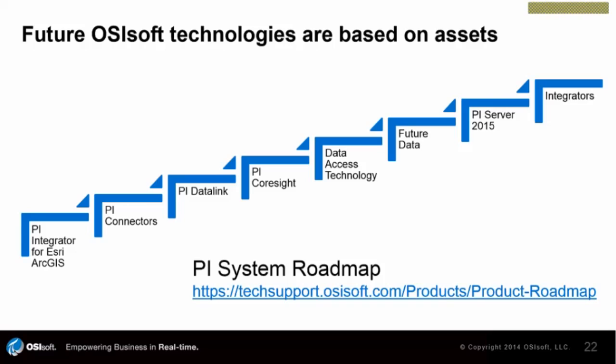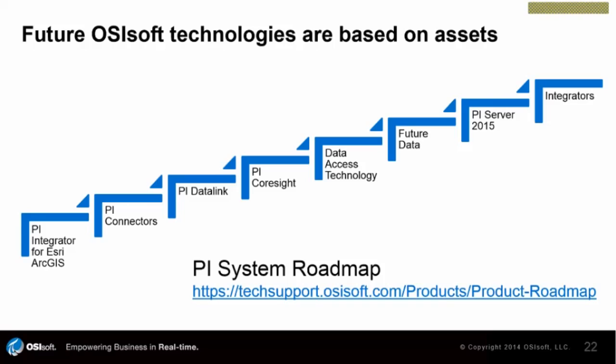Another example would be integrators. Integrators are ways for us to take data out of the PI Server and put that data into a foreign system. A good example would be the PI Integrator for Esri ArcGIS. Many of you may have Esri products at your plant. That's geolocation mapping software. And with the PI Integrator for Esri ArcGIS, you'll be able to integrate your Esri data with time series data from the PI Server.